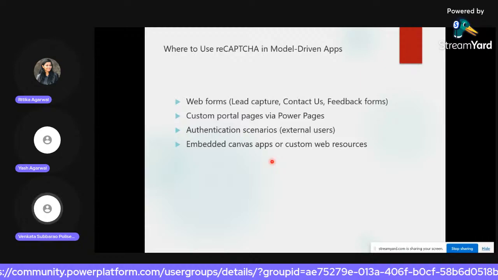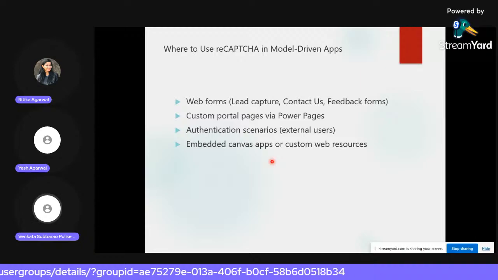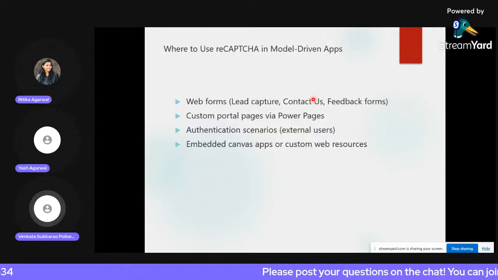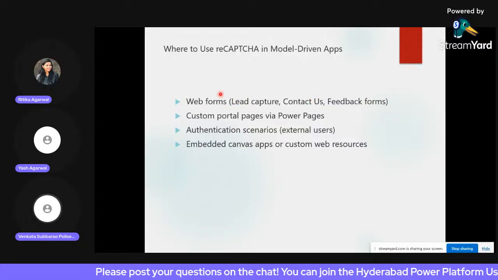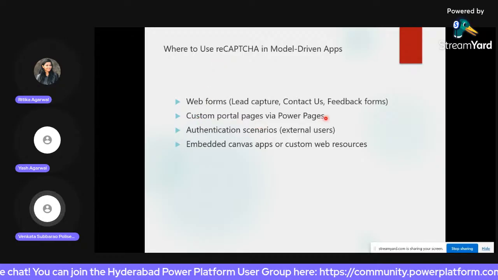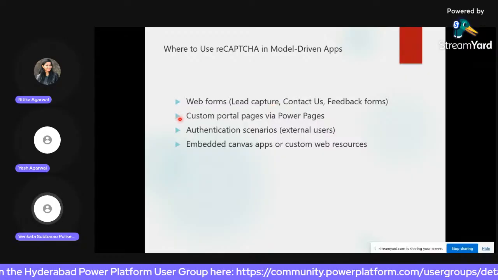So the basic thing we used to tell users is to keep one other security layer, that is the reCAPTCHA. Contact forms, feedback forms, and also the lead capture web forms are places where you can use this reCAPTCHA. And the second point is the custom portal pages via Power Pages. If you are using those, then you can go with it.